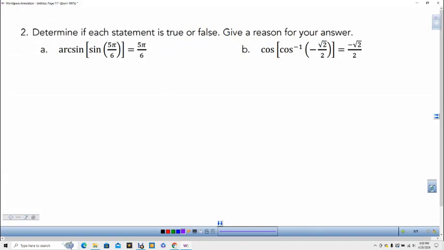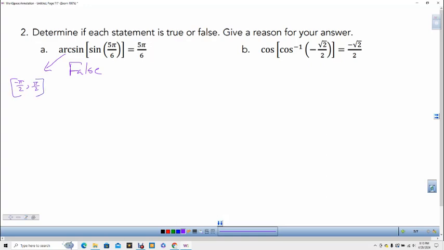All right, so for number 2, we have the arc sine of 5 pi over 6, and it's equal to 5 pi over 6. All right, this one is false. Now, can you tell me why? Well, here's the thing. If you don't recognize it, where is 5 pi over 6? Remember, when we get arc sine, we can only have angles come out that are between negative pi over 2 and pi over 2.